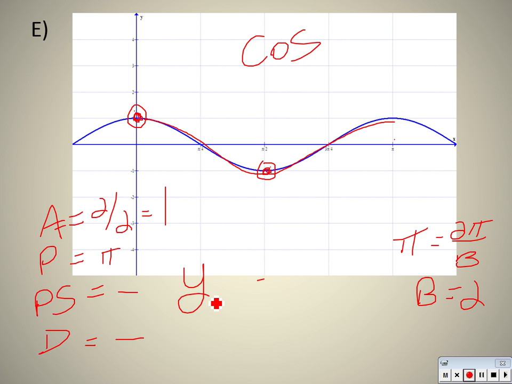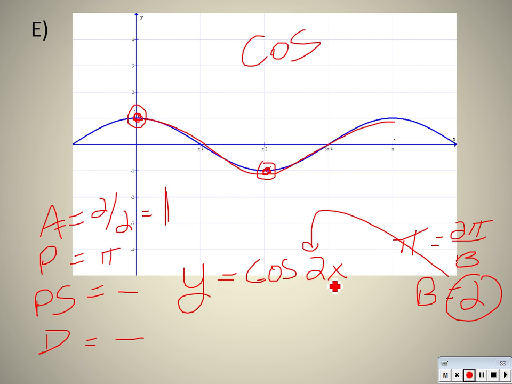So now when I write my equation, I have y equals, amplitude's 1, so I don't need to necessarily write 1, but I have cosine of, and here's my b value, cosine of 2x. And that's the equation for part E there.